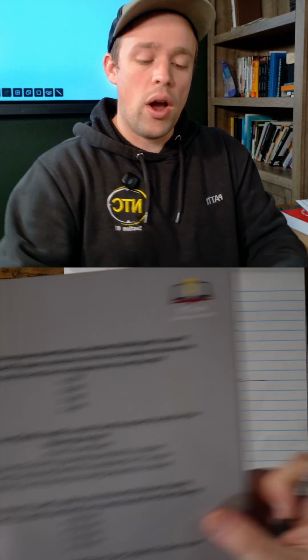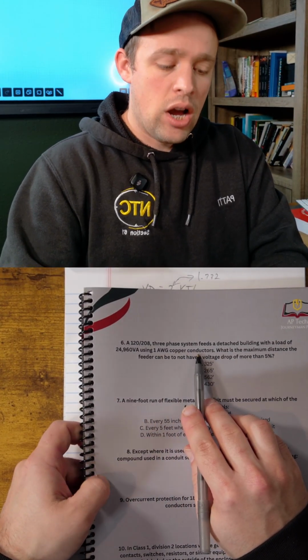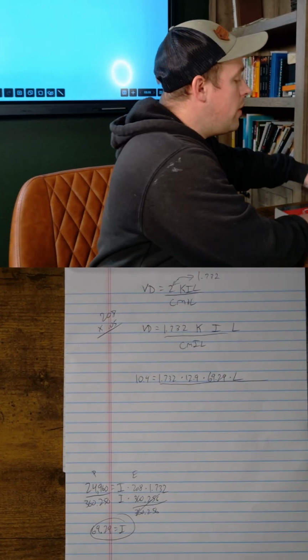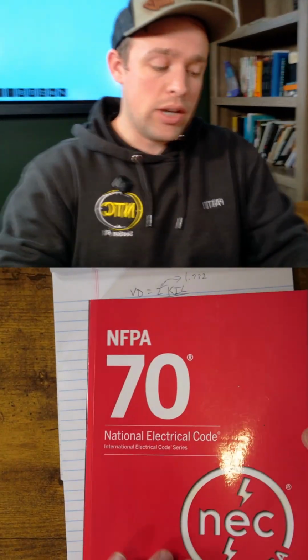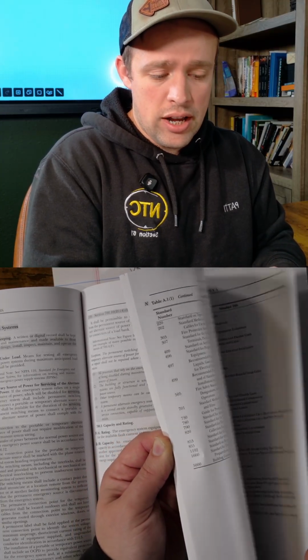Now, the question gave us that we're using 1 gauge copper conductors, right? So how do I figure out the circular mils of that wire? We need to go to Chapter 9, Table 8. So let me do that here. I'm using the 2026, but it is the same information in the 2023. Wow, I thought this would be quicker. Chapter 9, Table 5, Table 8.